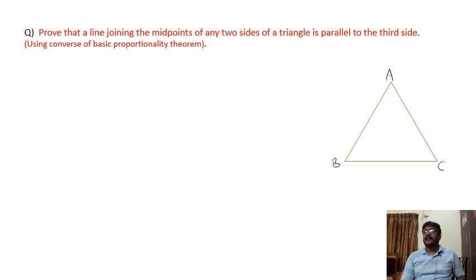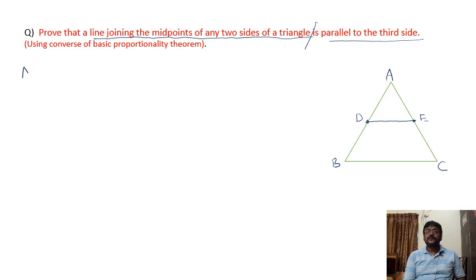So let's take a triangle ABC. In this triangle, suppose a line joins the midpoints of any two sides. Suppose I have taken the midpoint of AB and the midpoint of AC. So name them D and E. That means I'm going to join D and E. It is parallel to the third side. That means we have considered these two sides, so this DE is parallel to BC. That's what we need to prove.